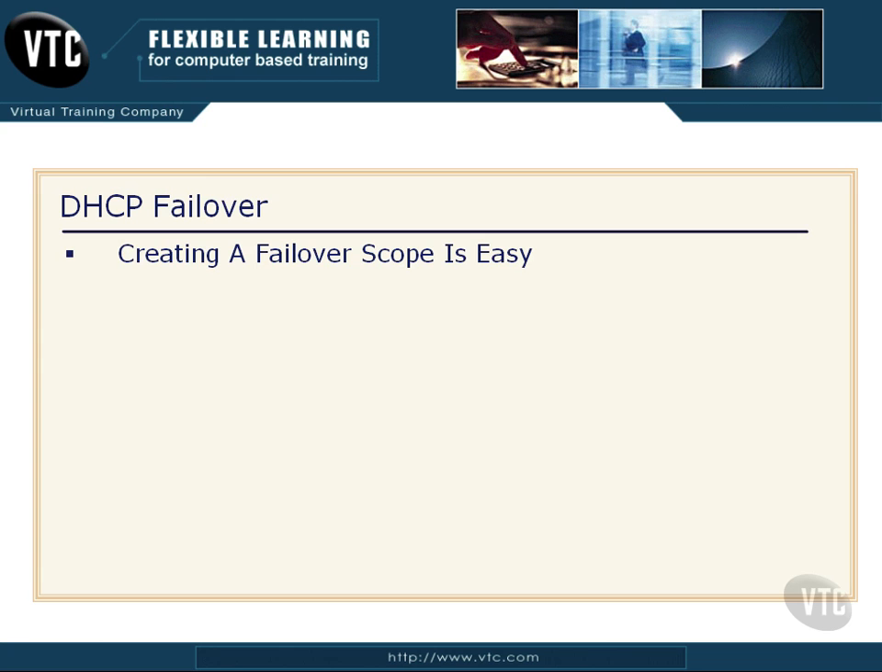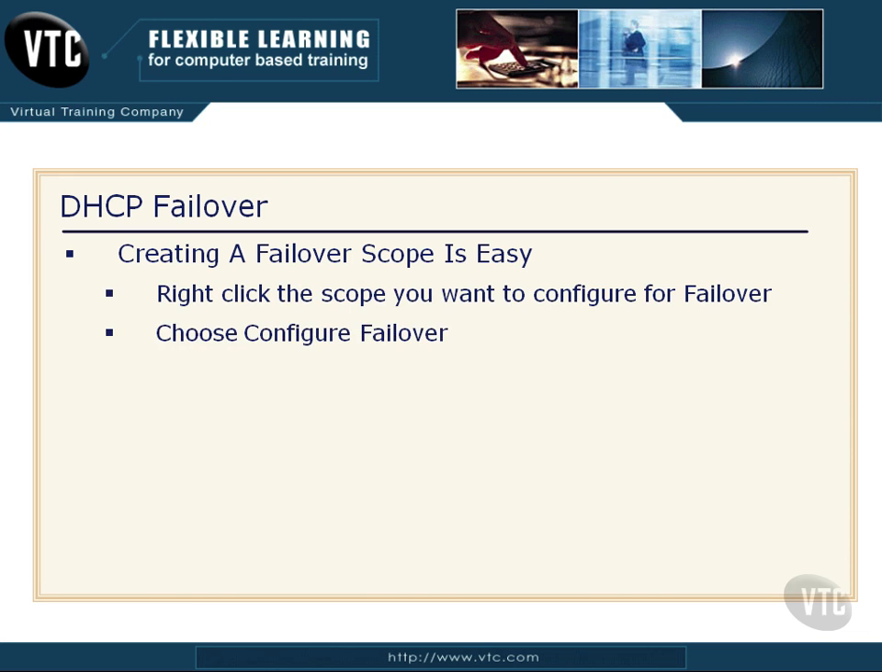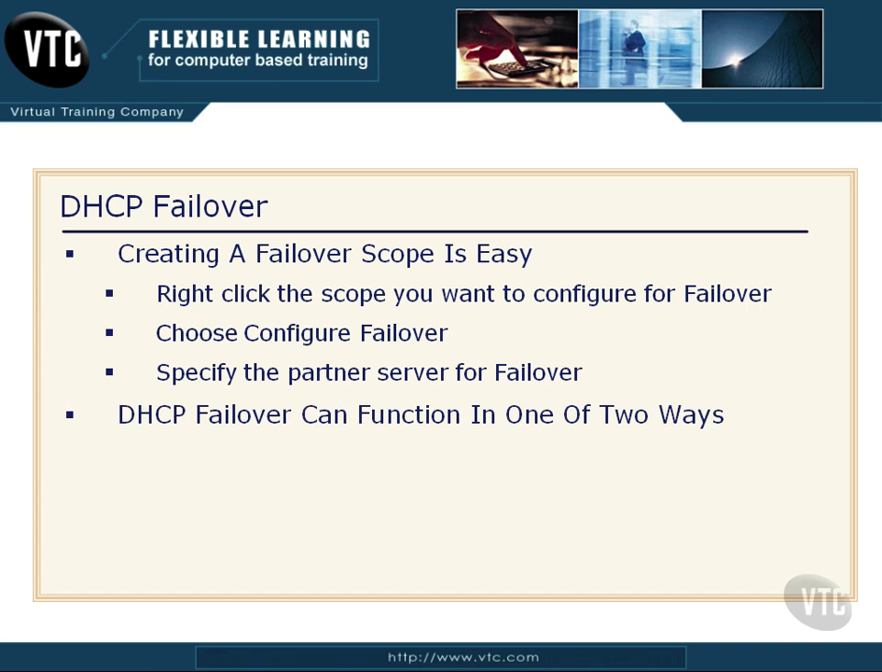Now, creating a failover scope is very easy. You're just going to go into your DHCP management tool. You're going to right-click the scope that you want to configure for failover, and then you will choose Configure Failover. Then you'll just specify the partner server. Notice you're not choosing a scope on another server. You're just choosing another server that will show up and that will start to work with that.